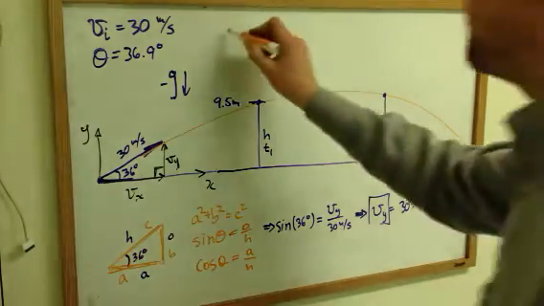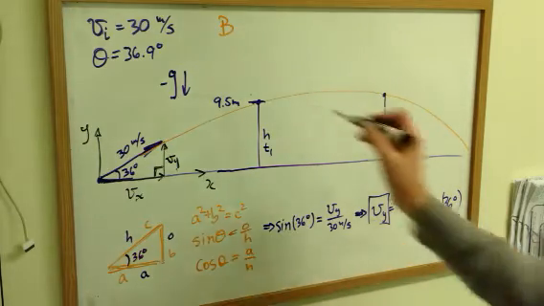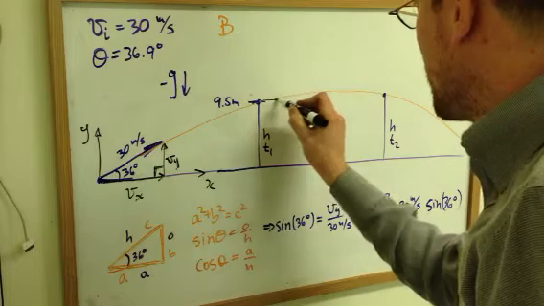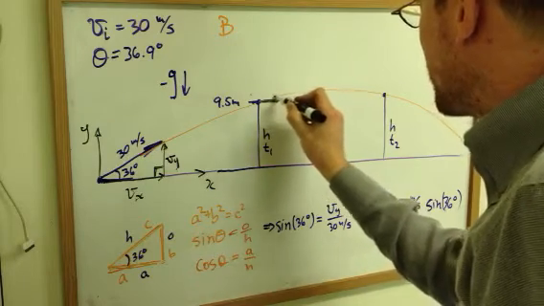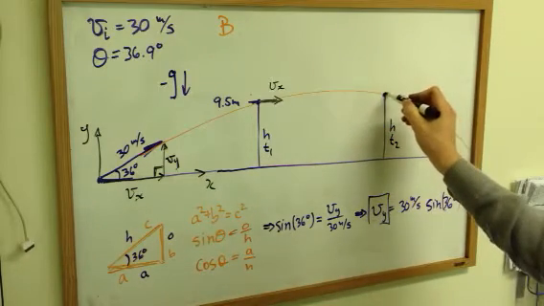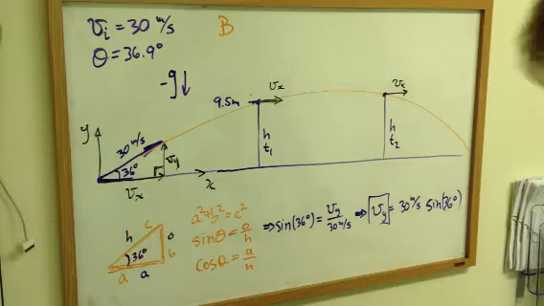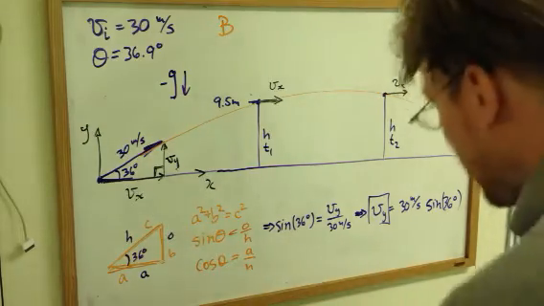Part B is asking for the horizontal component of the baseball's velocity at each of these two times. So it wants us to answer what's velocity x here and what's velocity x here. Well, it's a trick question.